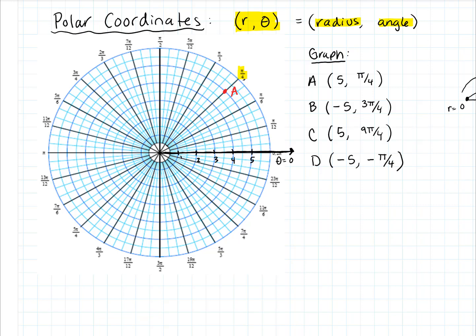Now, what about if we wanted to go to B? What do we do with a negative radius? Interestingly enough, with a negative radius, we would go to the ray, and then it's going to be a reflection. So a negative radius is actually a reflection through the origin along the angle ray.